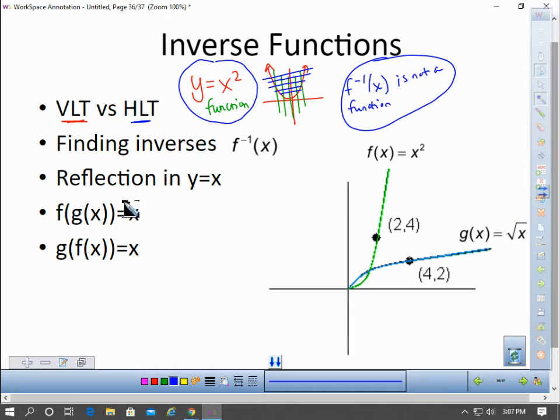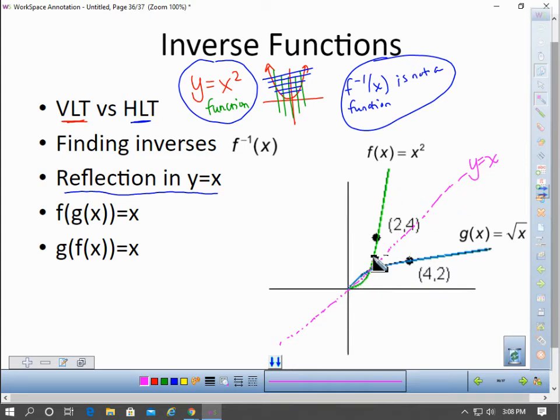A property about inverse functions: they are reflections of each other in the y equals x line. So if I take the y equals x line, which is a diagonal line through the first and third quadrants, okay? If I draw in y equals x on this picture, this is the line y equals x. It is the positive diagonal that cuts through the first and third quadrants. The function and its inverse are mirror images of each other, which means they're reflections across this line y equals x.